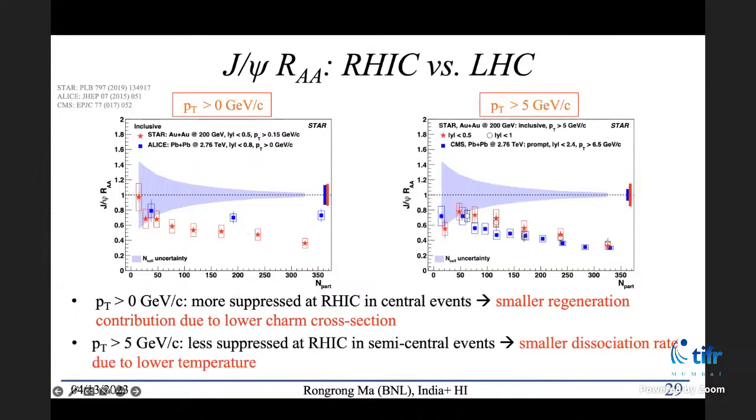As you go to higher pT, where the regeneration also becomes insignificant, here is the comparison of the high-pT J/psi for STAR shown in red and CMS shown in blue. Even though the significance is not so large, you can see the STAR data points are consistently above the CMS data points. This is in line with our expectation: you have a hotter medium, so you have more suppression at the LHC.